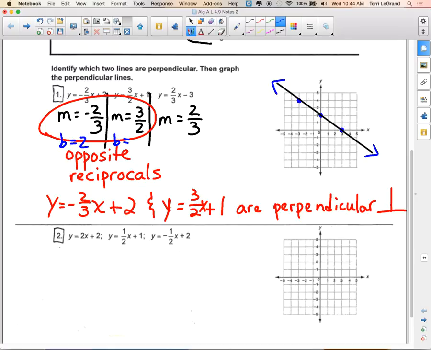Now we'll go over to our other equation and get it ready to graph. What's our B value? 1. Okay, so on the graph, we'll put a point at 1. It says a slope of 3/2, so we can go up 3, right 2. We can go down 3, left 2. It has a positive slope. It should be rising from left to right. On this assignment, one line should always be rising, the other one should be falling.